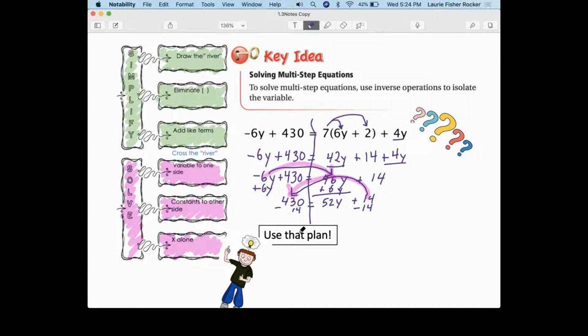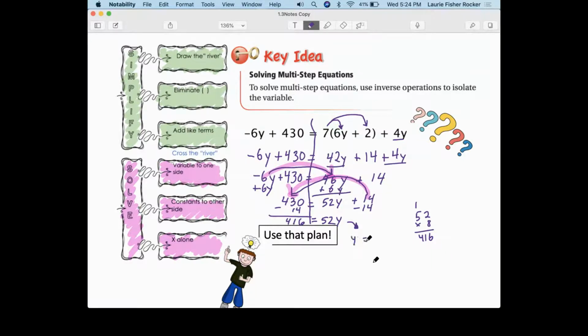So minus 14. When I do that math, 430 minus 10 is 420, minus 4 is 416. It's still positive though, equals 52y. Now I look at that and I say, how many times does this go? So I'm going to guess, okay? So 52 times 8. 8 times 2 is 16. 8 times 5 is 40, 41. Look at that magic. I am magic.